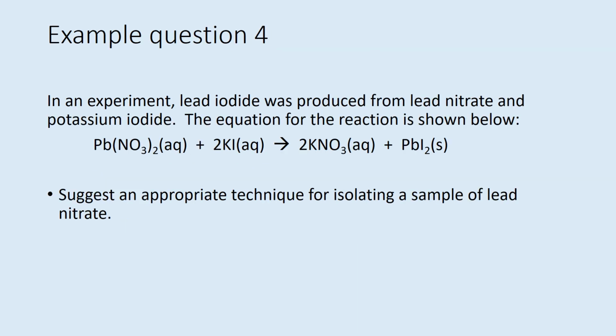So here's your exam question. This one here, it says lead iodide was produced from lead nitrate and potassium iodide. The equation is shown because you're not supposed to know it, so there it is. So there's lots of information from that equation that you should be able to get. And then it says suggest an appropriate technique for isolating a sample of lead nitrate.